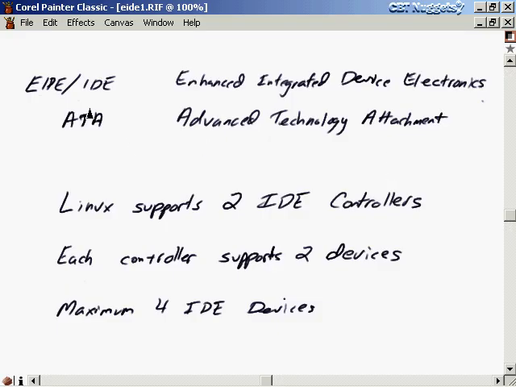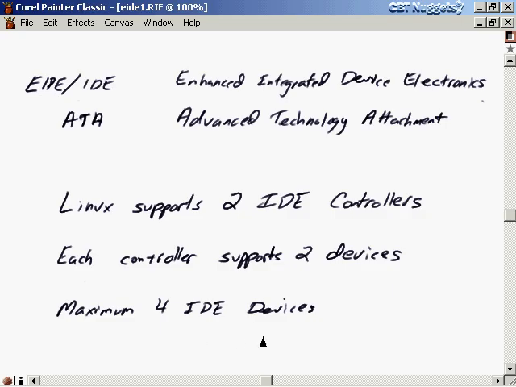Let's start with a discussion of IDE devices. IDE stands for Integrated Device Electronics, and then there's EIDE, which is Enhanced Integrated Device Electronics. These devices are also known as ATA devices, which stands for Advanced Technology Attachment. So when I'm talking about IDE devices, I'm talking about anything with one of these three names. So Linux supports two IDE controllers, and each controller itself can support two IDE devices, so that gives you a maximum of 4 IDE devices on your Linux system. Now, a typical IDE device would be like a CD-ROM or a hard drive or something like that.